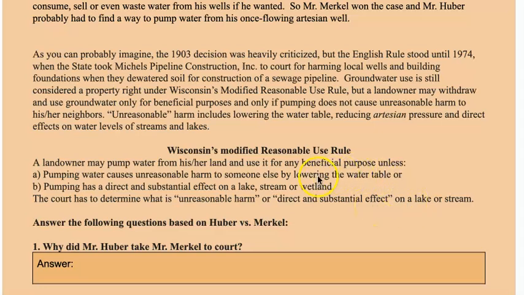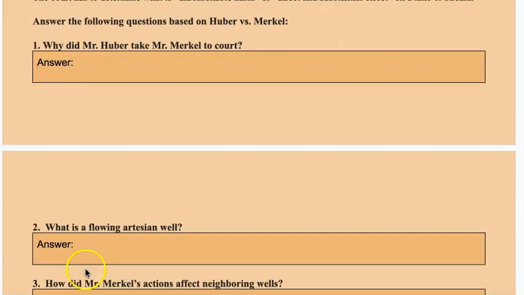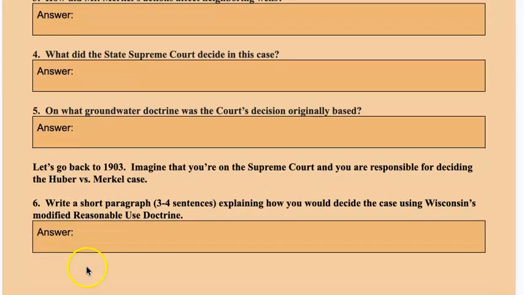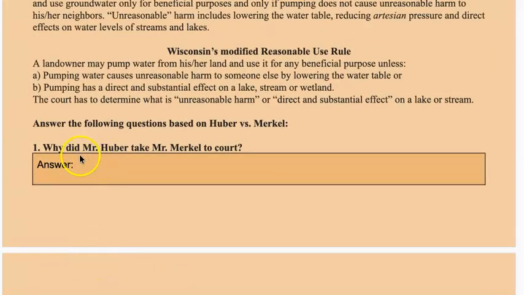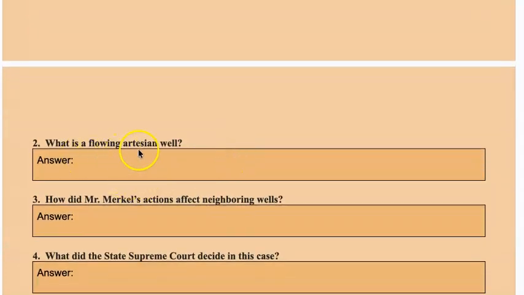So what you're going to do now is answer these questions here. And then we're going to go over these in a few minutes. So the first question, why did Mr. Huber take Mr. Merkel to court? Back up the recording if you want, or reread, or you can use it from memory. Second question, what is a flowing artesian well? Remember, we talked about artesian wells in class, plus you can look up above.